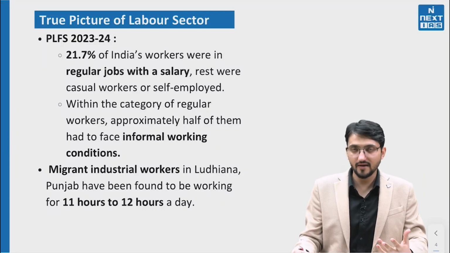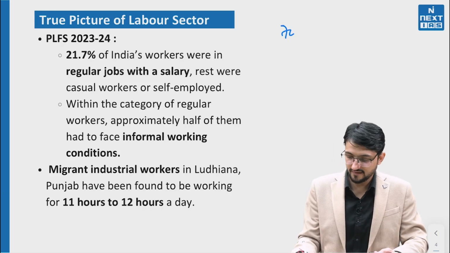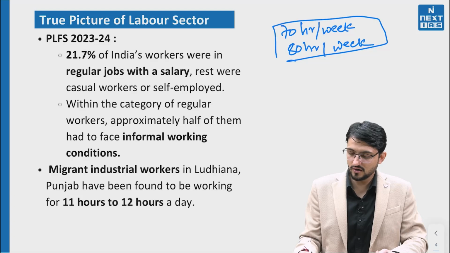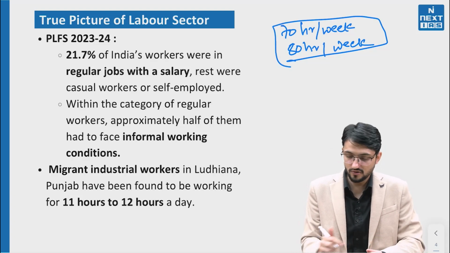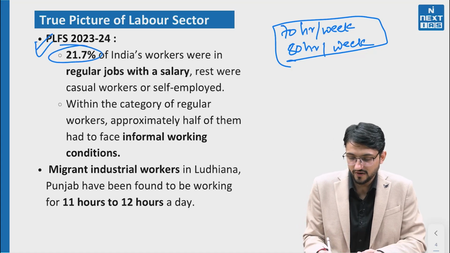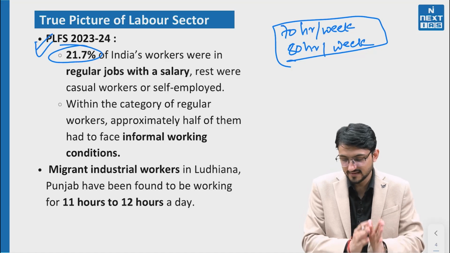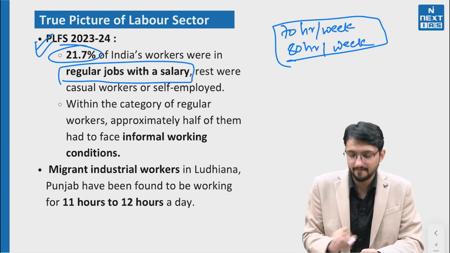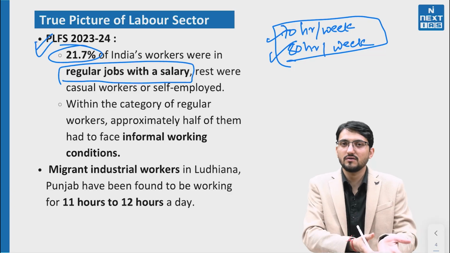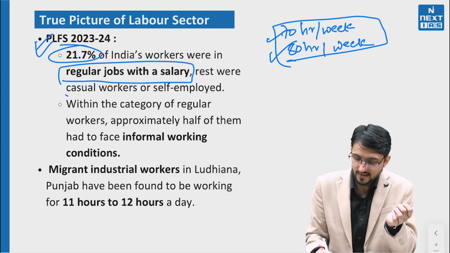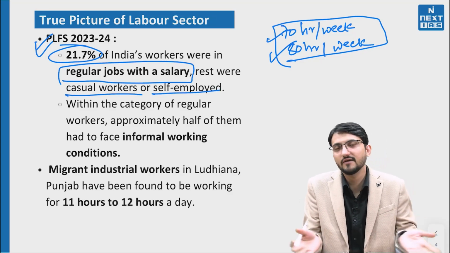This demand by Narayan Murthy and other people for, let's say, 70 hours per week, or let's say 80 hours per week by some other CEO, is not what we need right now. Why? Because the PLFS survey 2023-24 says that only around 22%, 21.7 to be exact, of India's workers were having a regular job with salary. So these 60-70 working hours are only good for 20% of the workforce. The rest of them work as casual workers or self-employed. So either way this will not apply.